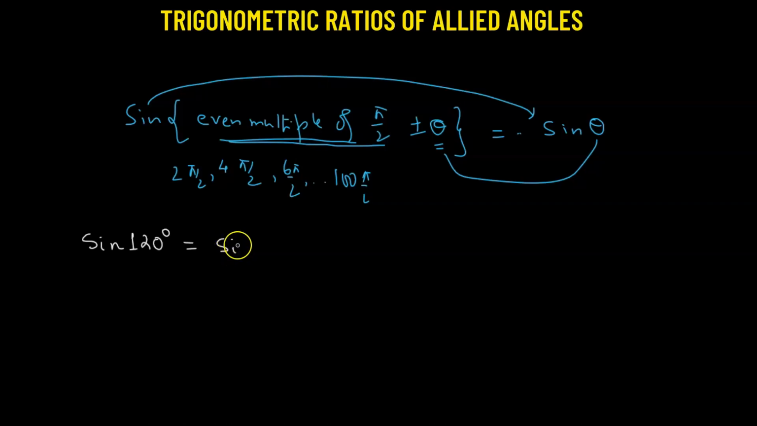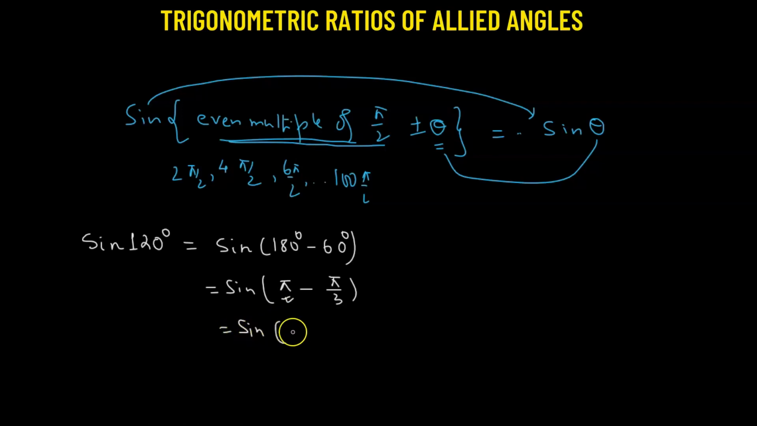So sine 120 degrees, we can write it as 180 degrees minus 60 degrees. Now 180 minus 60, that's equivalent to 120 degrees. Now we will convert it to radians. So 180 degrees in radians, that's simply pi. And 60 degrees is pi over 3. Now this particular pi can be written as a multiple of pi over 2, which can be expressed as 2 times pi over 2 minus pi over 3.